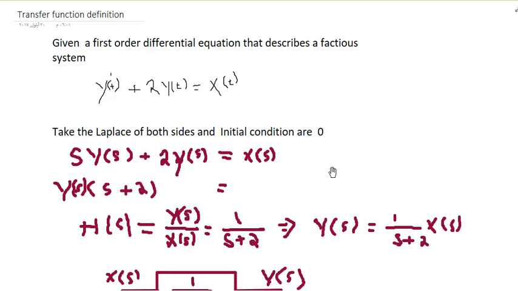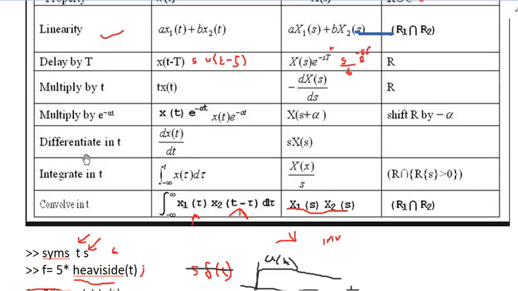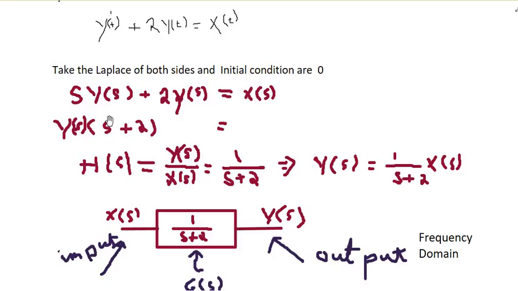Laplace transform properties, which is the differentiation in time, dy/dt equal X(s) times s. Now, if we factor Y(s), we end up with Y(s) times (s plus 2), close the bracket, equal to X(s).